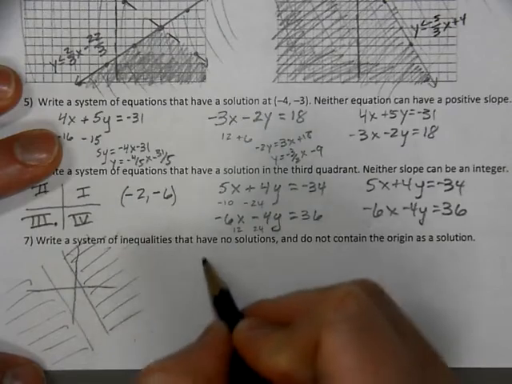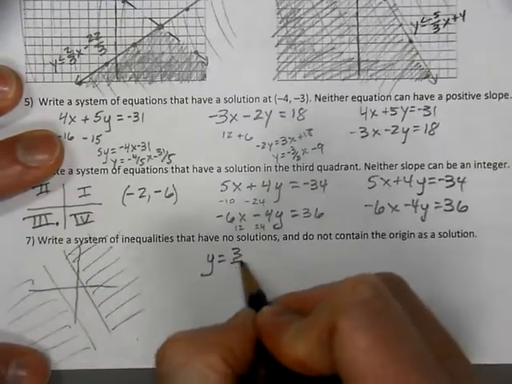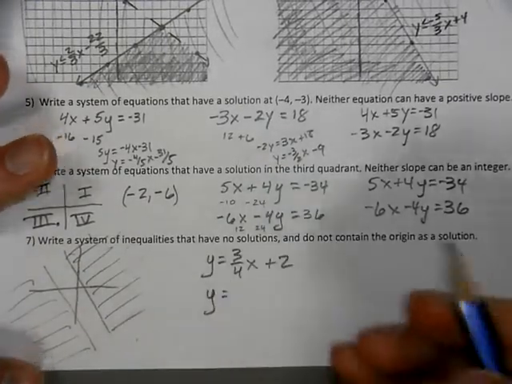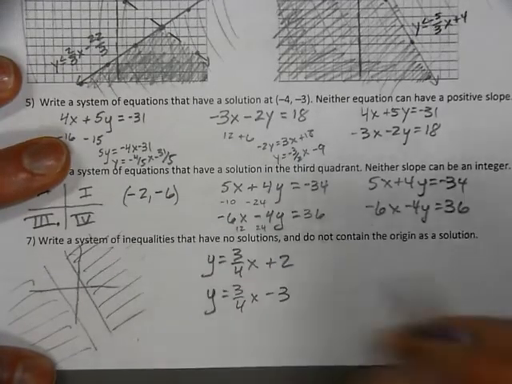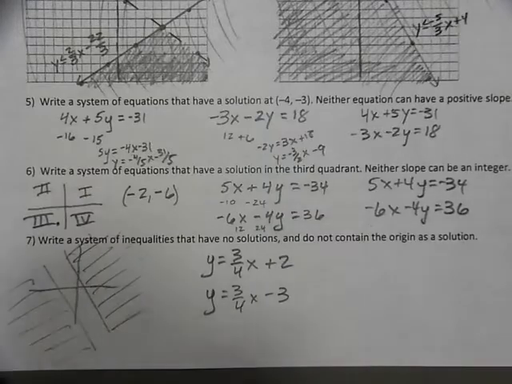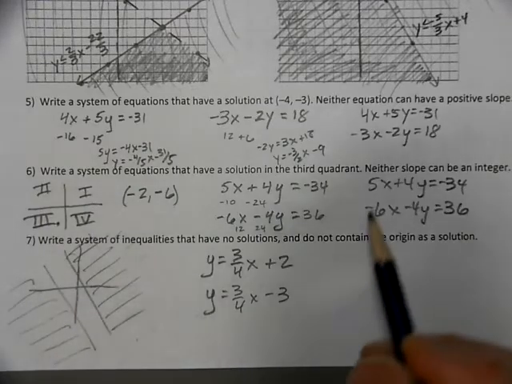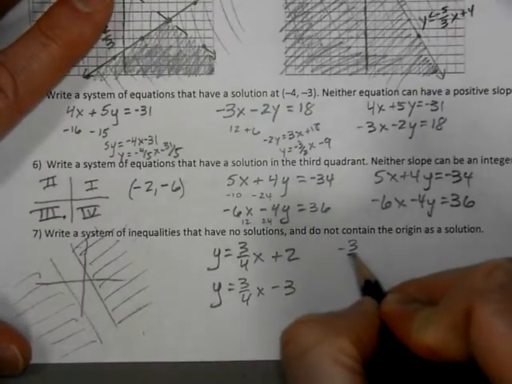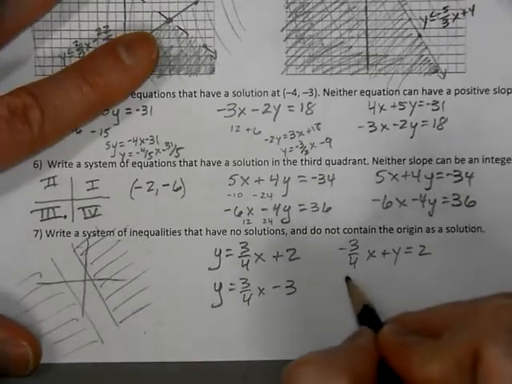Okay? So we could use y equals 3/4 x plus 2 and y equals 3/4 x minus 3. And that would definitely represent the graphs that we have here. You could bring over your 3/4 x if you like to.